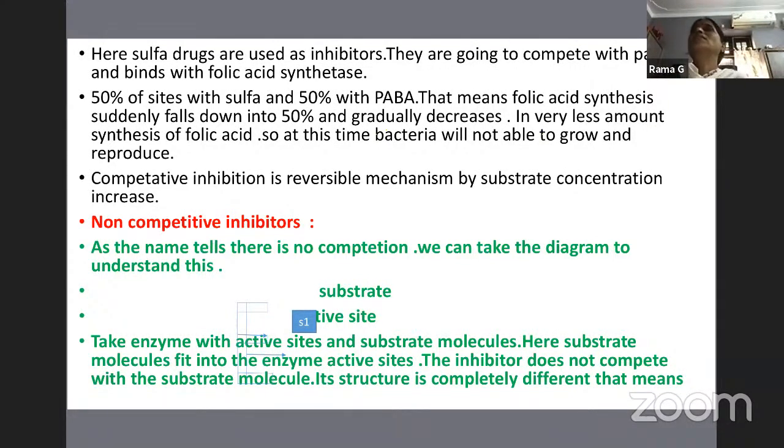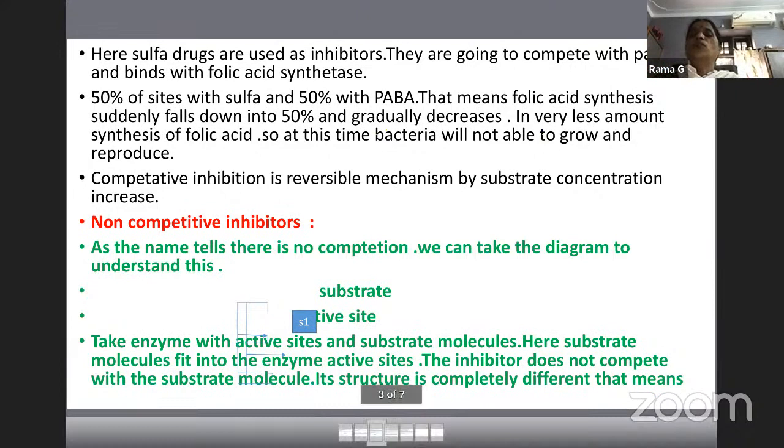So by this, what happens? The folic acid encourages the development of microbes. That's why it is called competitive inhibition. Competitive inhibition is a reversible mechanism by substrate concentration increase. If the substrate concentration increases, if the folic acid increases, then that helps in the growth of the microbes. So that's why it is called a reversible competitive inhibition. The second type of inhibition is non-competitive inhibitors.